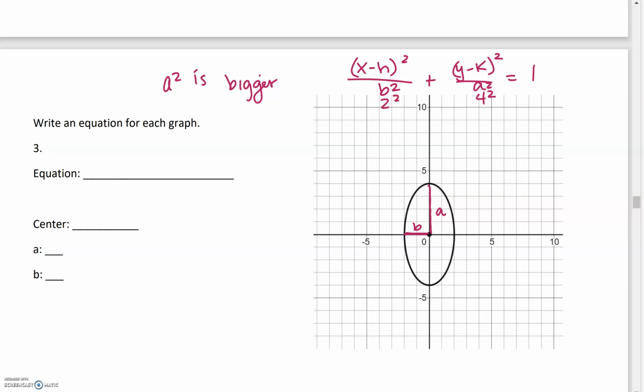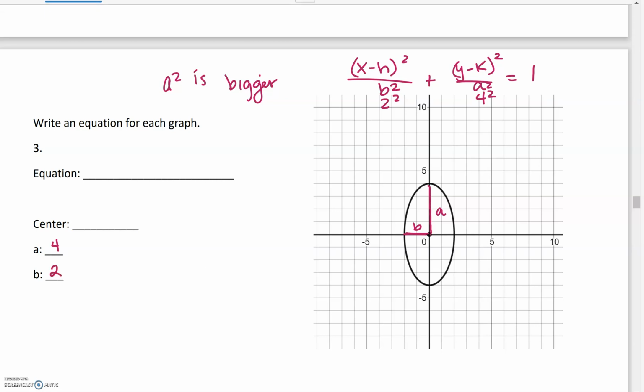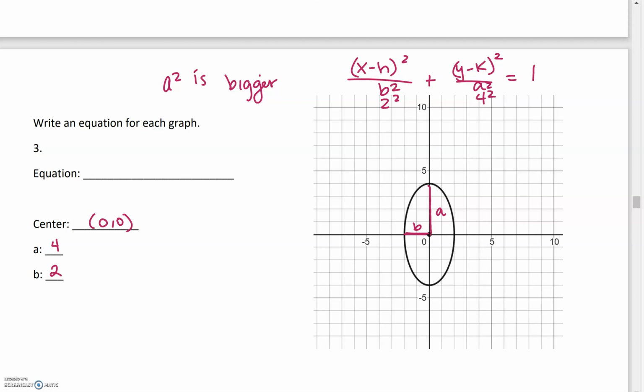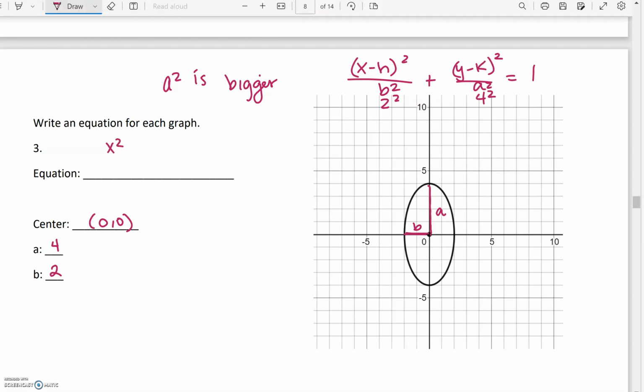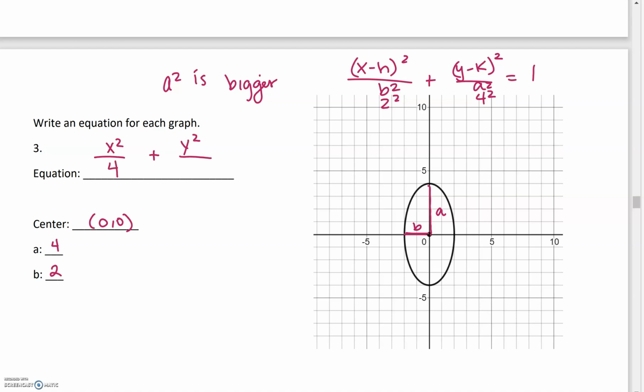So again, our a is 4, and our b is 2, and our center here is at 0, 0. And so we're just going to be putting in a 0 here and a 0 here, which leaves us with an x squared and a y squared with a plus between them. And then on the bottom, 2 squared is 4, and then 4 squared is 16, and then it always equals 1.